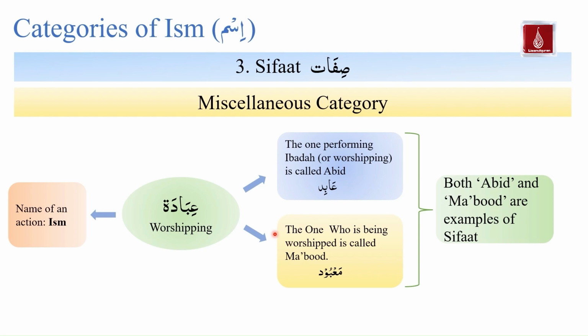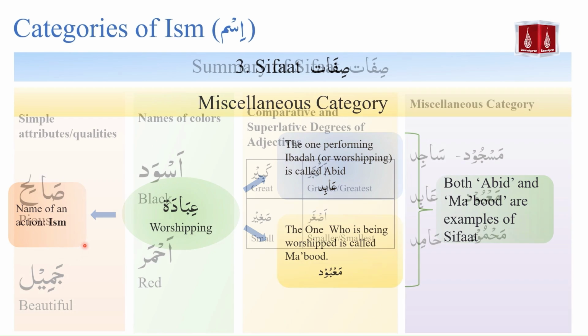So similar to the last example of sajid and masjood, both abid and ma'bud are also examples of sifat. They are also included in the category of sifat, and because they are included in the category of sifat, the word abid, the word ma'bud are ism. Similarly, the word ibadah is ism because it's the name of an action.